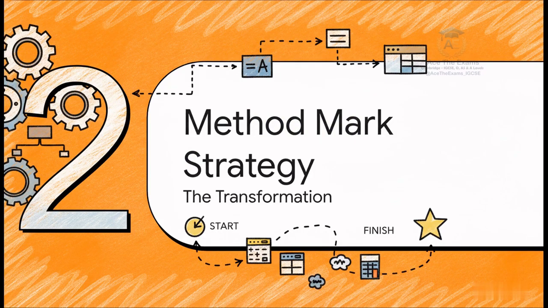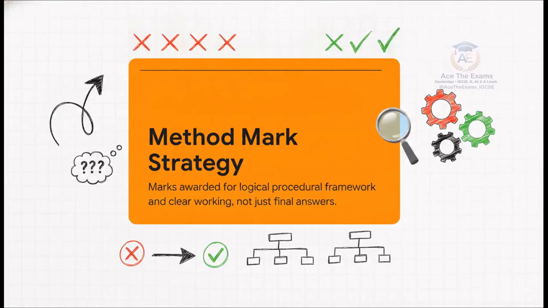Moving on to Section 2, the method mark strategy. Let's talk about how top-tier students structure their answers. To achieve that required analytical depth, we really need to understand how the exam is actually graded. In Cambridge mark schemes, especially for complex spreadsheet and data processing tasks, the final output is only a fraction of the story. Examiners are looking at your working out, your formulas, your formatting choices, and most importantly, your logical progression.